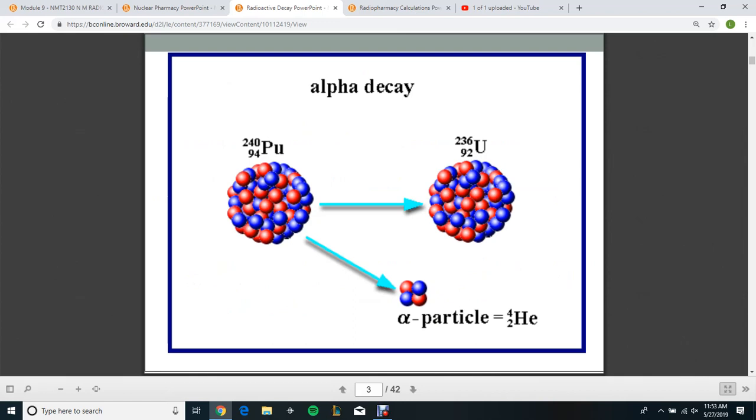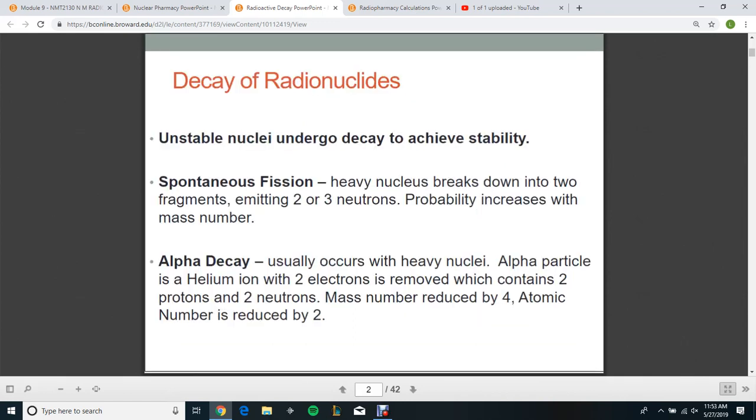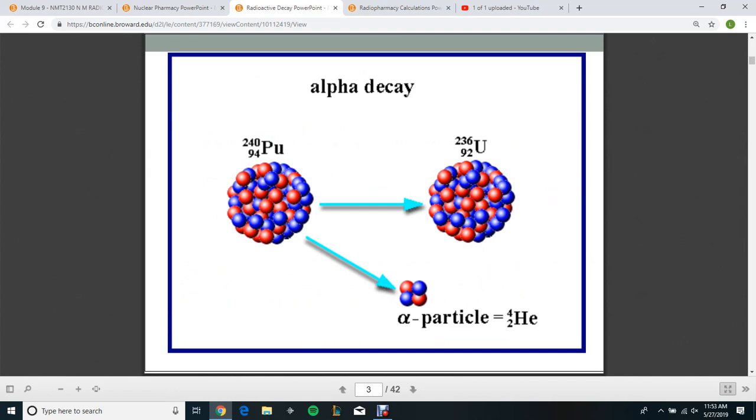Here we have an image. It shows plutonium-240 with 94 protons, which is then alpha decayed to uranium, with the alpha particle of helium coming off of it.